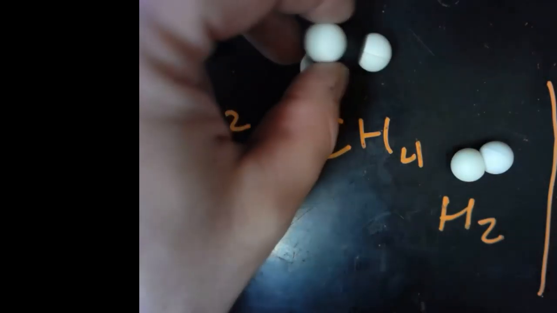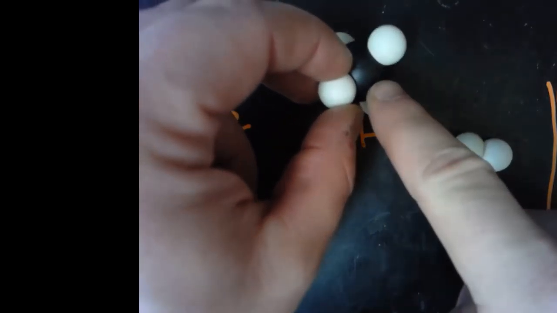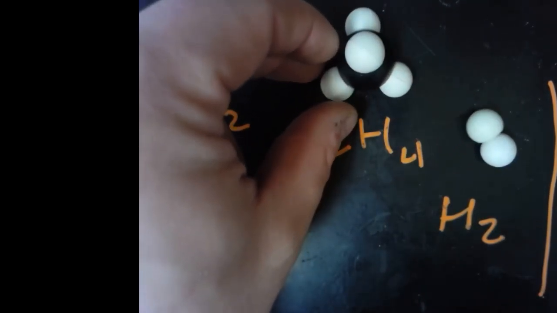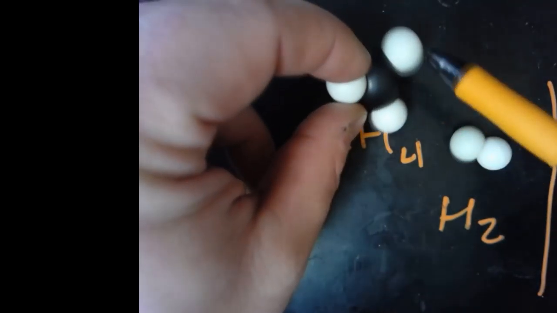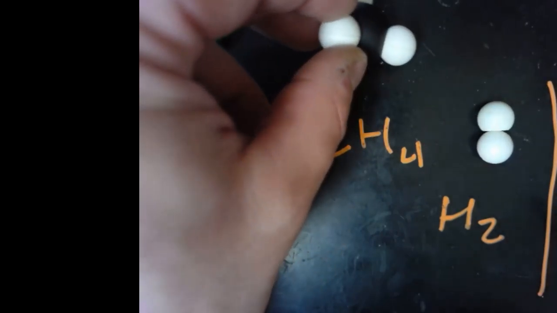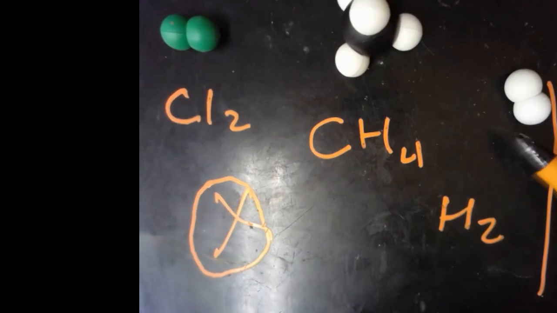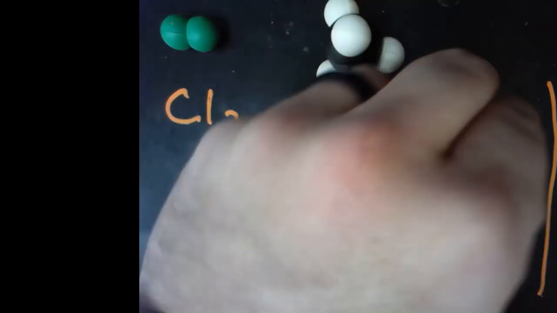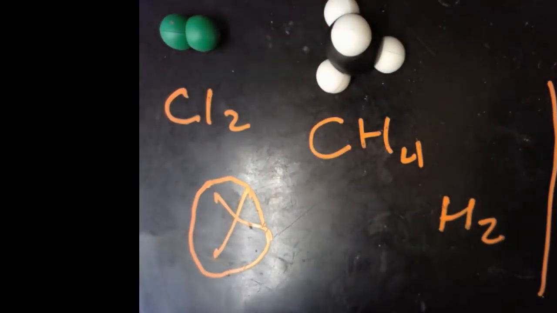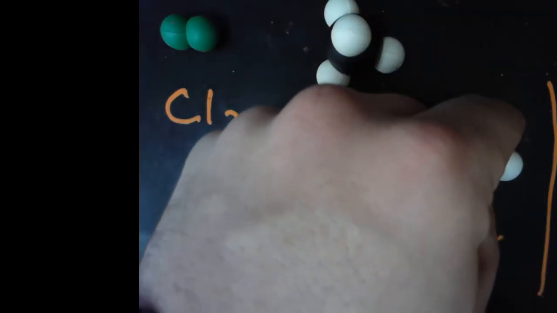Over here, we've got methane, which is CH4. Notice we've got one carbon, and then we've got one, two, three, four hydrogens. You'll notice if I get it close over here, it starts messing with the hydrogen, right? These have magnets in them, but they model and simulate what happens with actual molecules pretty well because of the magnets.